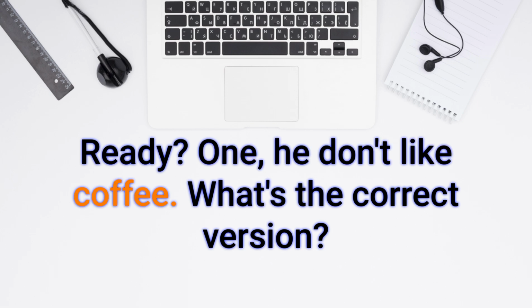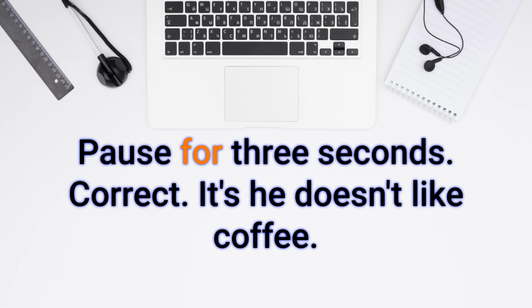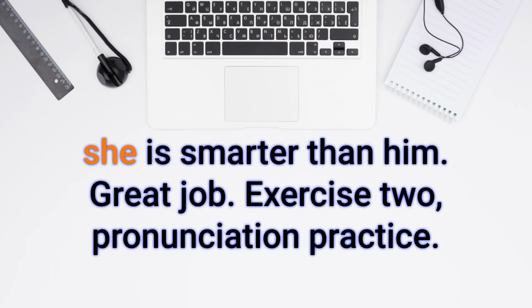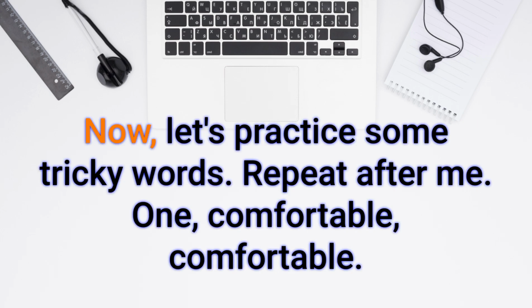1. He don't like coffee. What's the correct version? Pause for 3 seconds. Correct. It's he doesn't like coffee. 2. She is more smarter than him. Pause for 3 seconds. The correct sentence is, she is smarter than him. Great job. Exercise 2. Pronunciation practice.